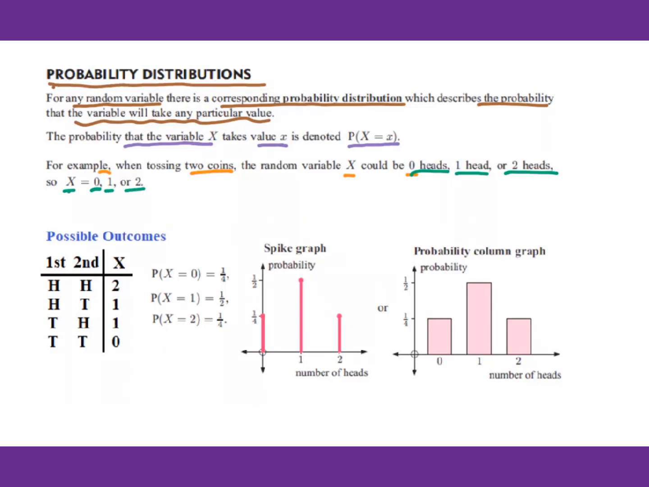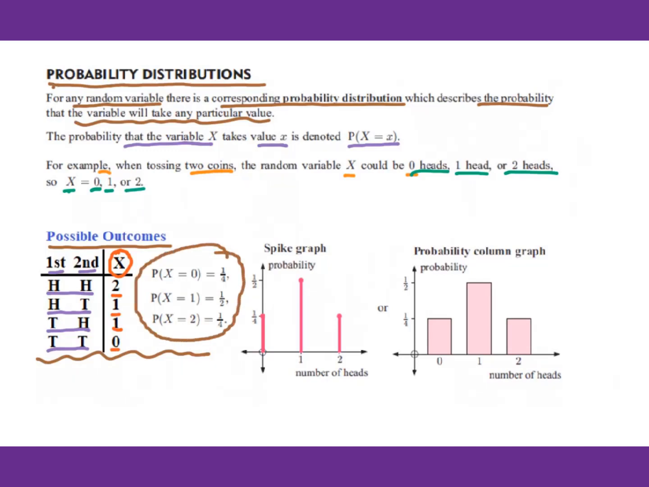We can use a table to show this situation. Possible outcomes for the first and second coins: 2 heads, 1 head, 1 head, and 2 tails, or 0 heads. Therefore, for this X, you will get 2, 1, 1, 0. And this shows the probability value for X equals 0, X equals 1, and X equals 2.